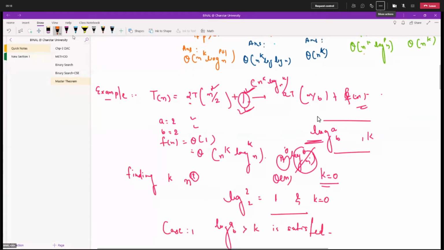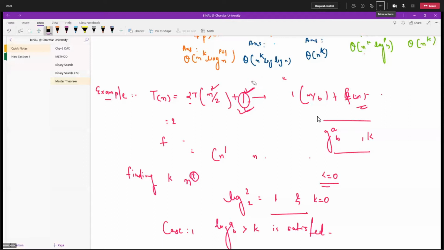Okay, so let's do one example over here. I have one function. So this is our function.